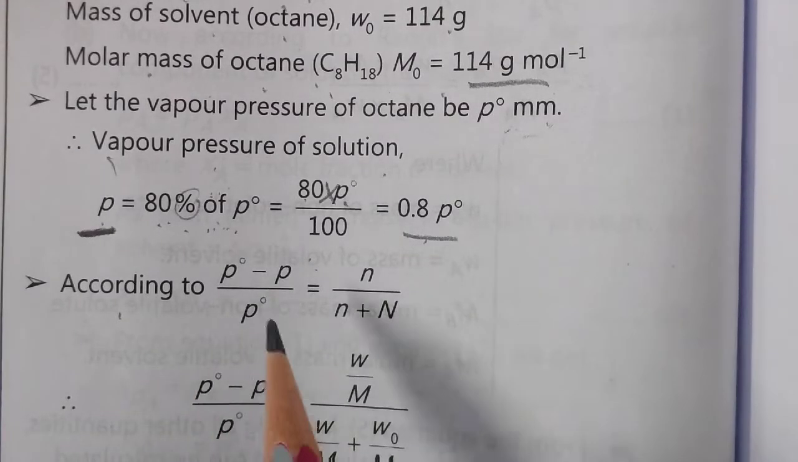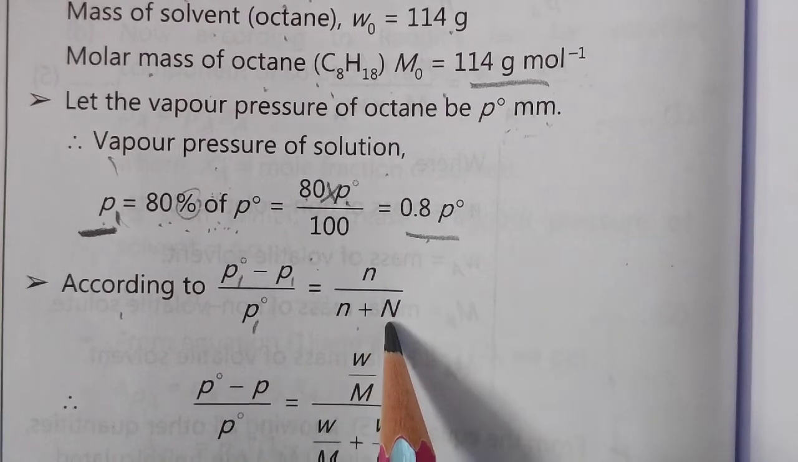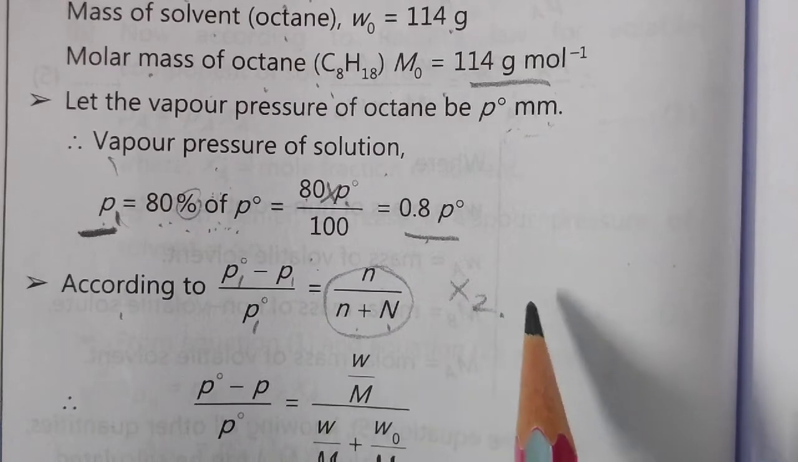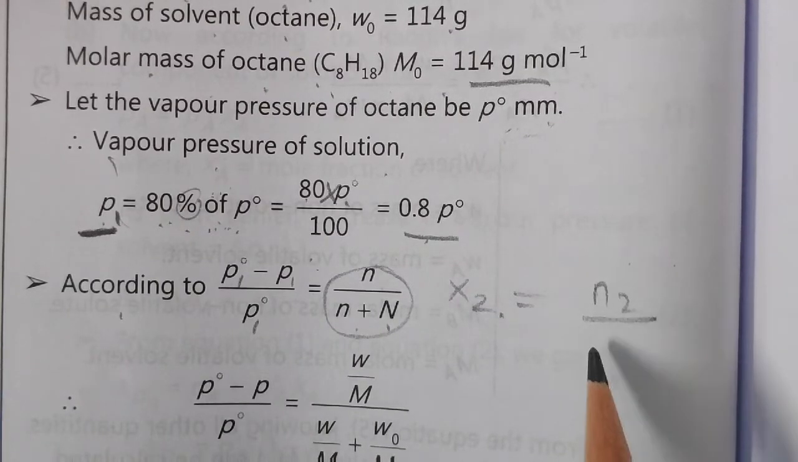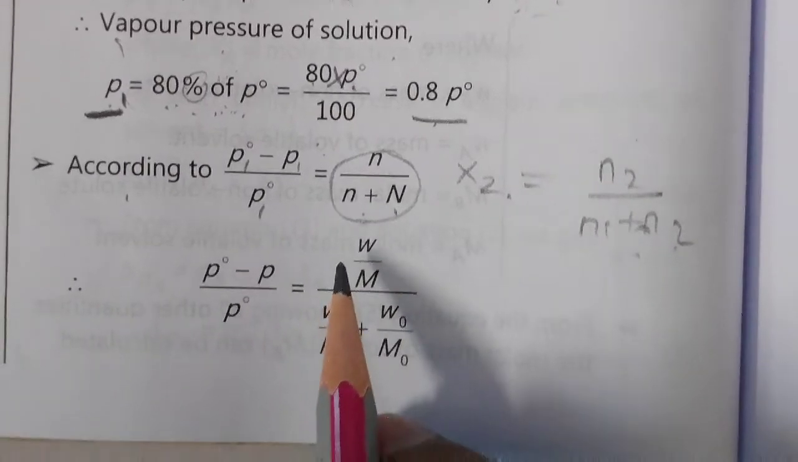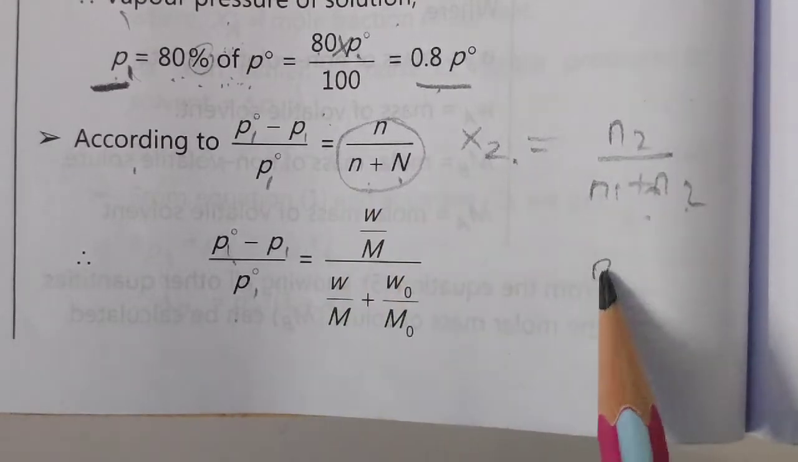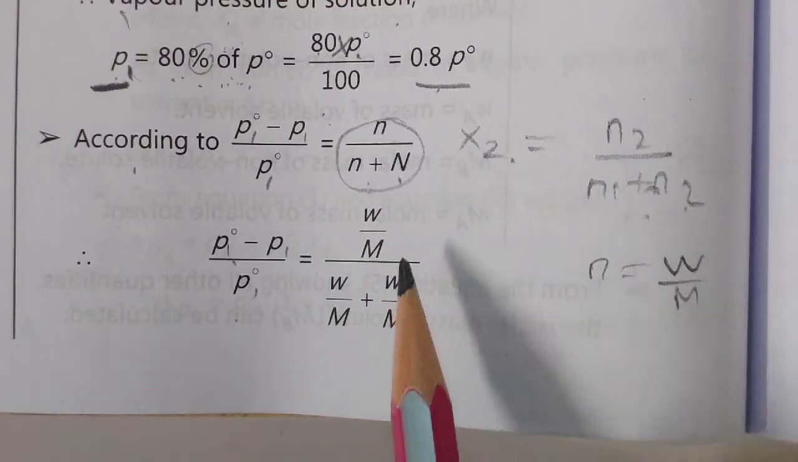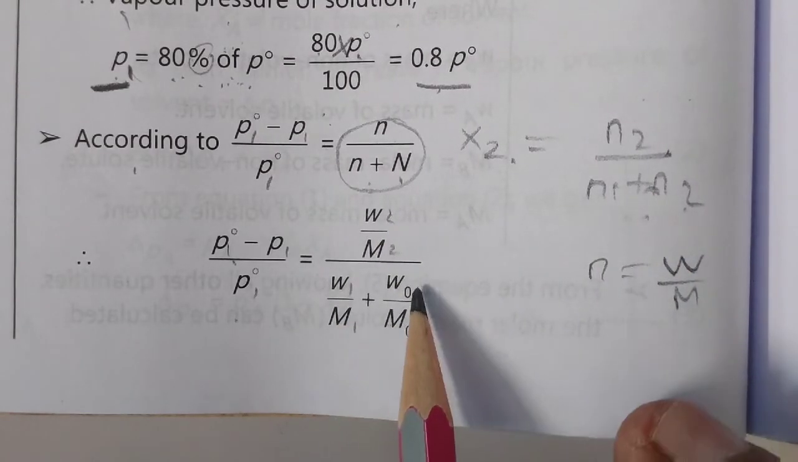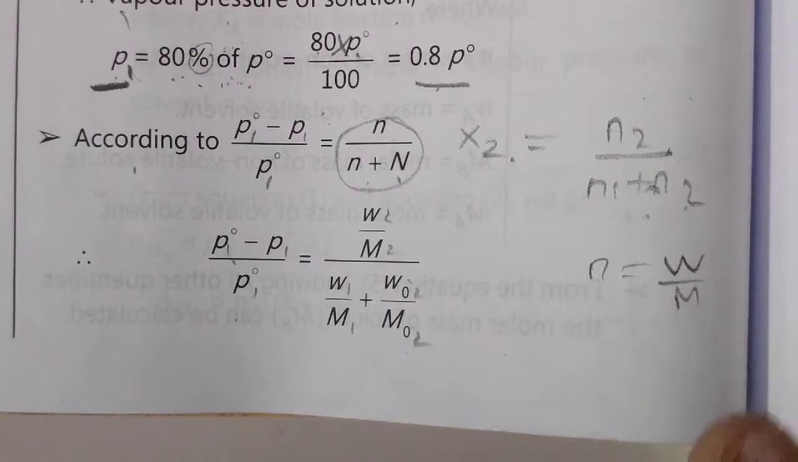Now according to our data, we know the formula, P1 naught minus P1 upon P1 naught is equal to N2 upon N1 plus N2, if you remember, right? If you don't know, you can take it as X2. So X2 is equal to N2 upon N1 plus N2. This is the one what is written here, right? So now P1 naught minus P1 upon P1 naught is equal to this, you substitute, we know N is equal to W by M. So if it is N2, you can write W2 upon M2, and here W1 upon M1 plus W2 upon M2, right? Here naught means pure solvent, right?